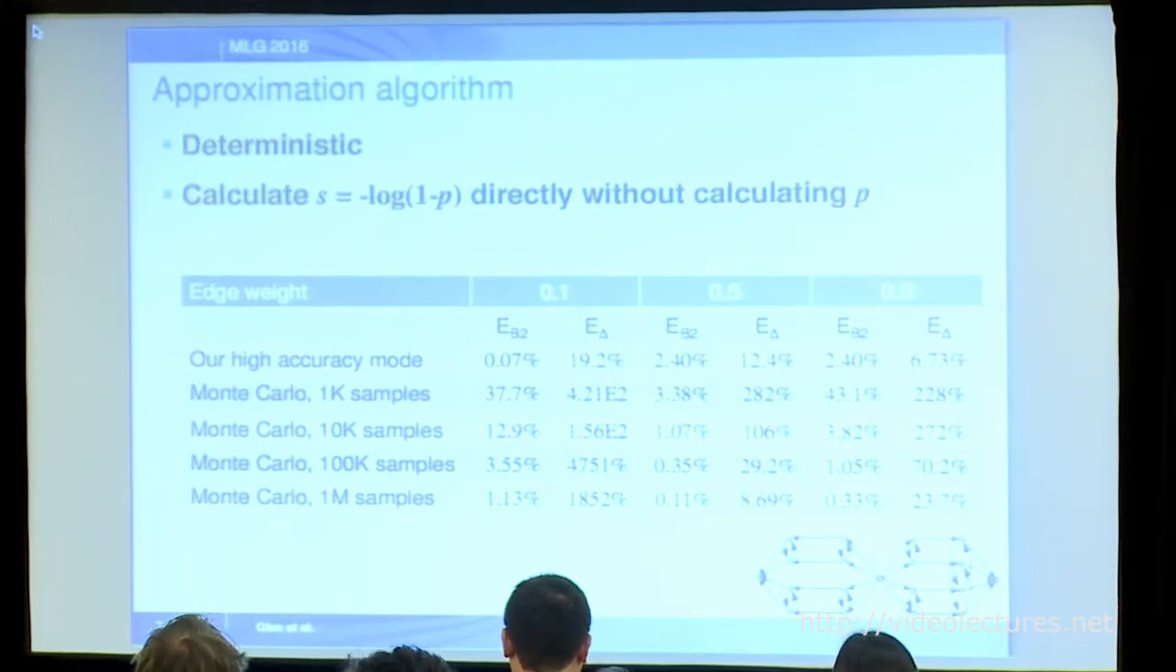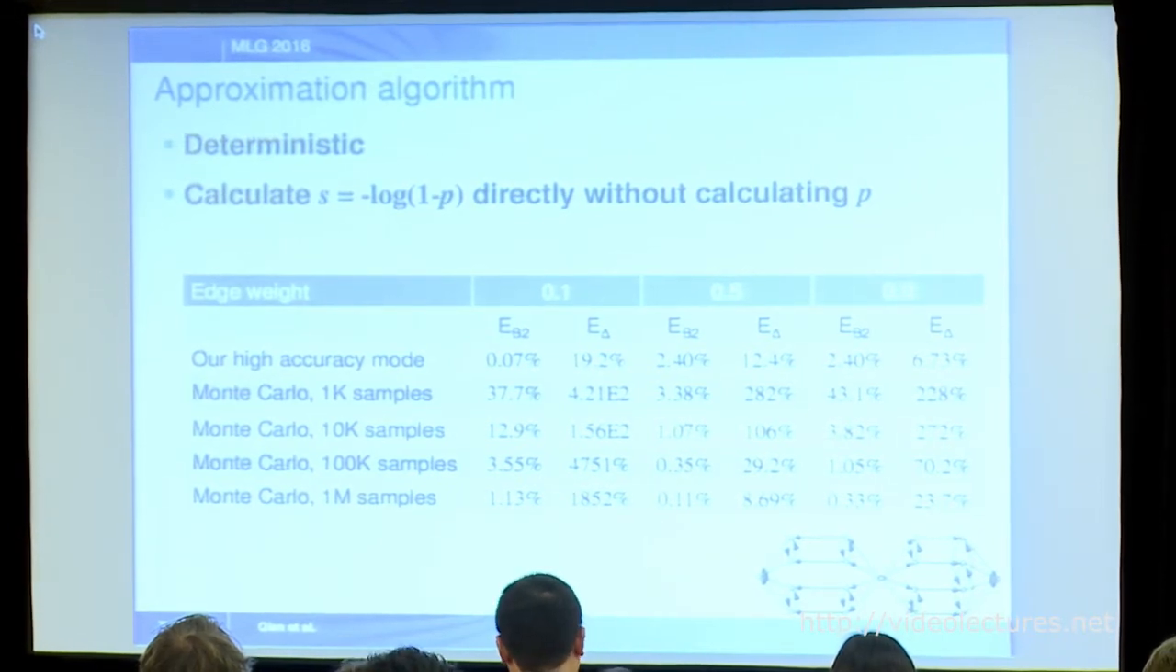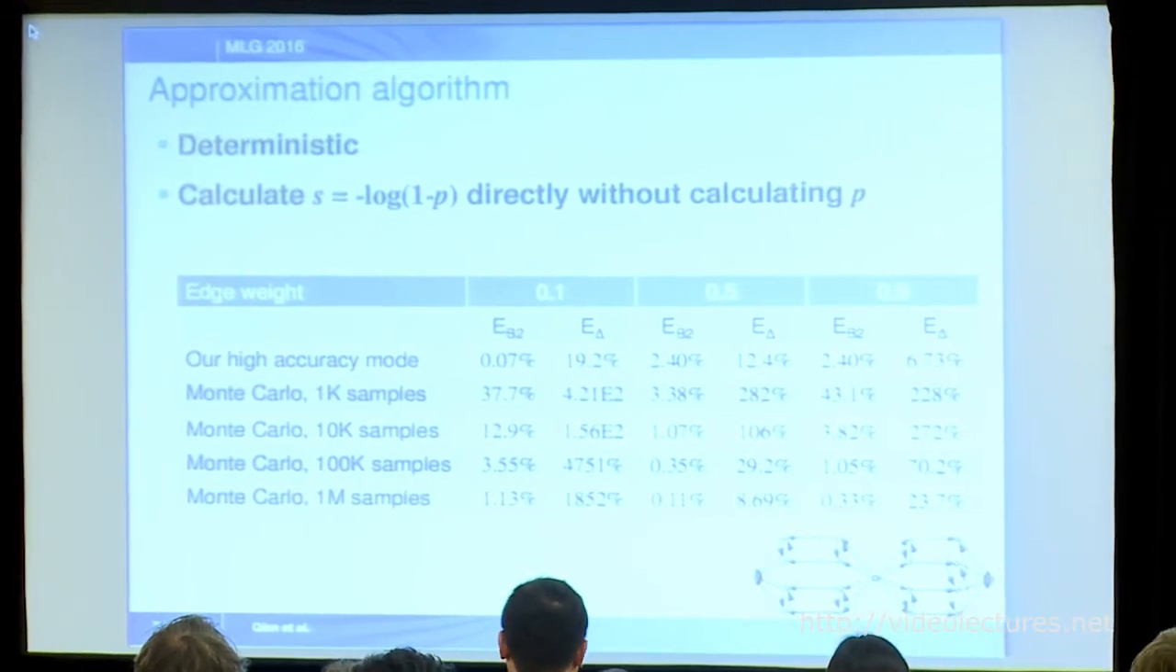So in this work, we propose a new approximation algorithm. It is deterministic. It is unique in that it calculates S directly without calculating p. The first row in the table shows that we can be more reliable for this graph than a million Monte Carlo samples for 2 out of 3 cases. Again, if you come by my poster, I'll be happy to describe the algorithm in more detail.